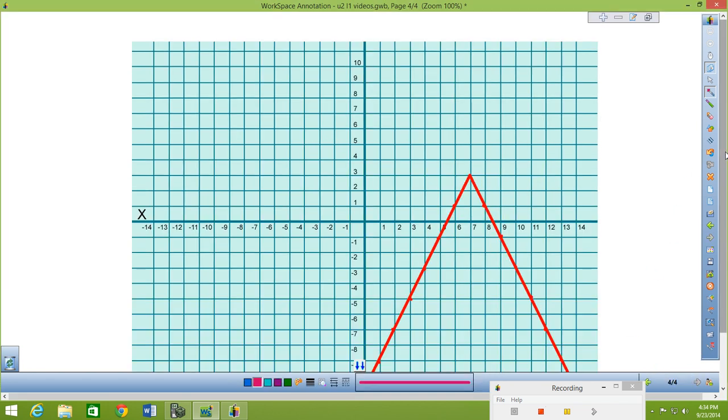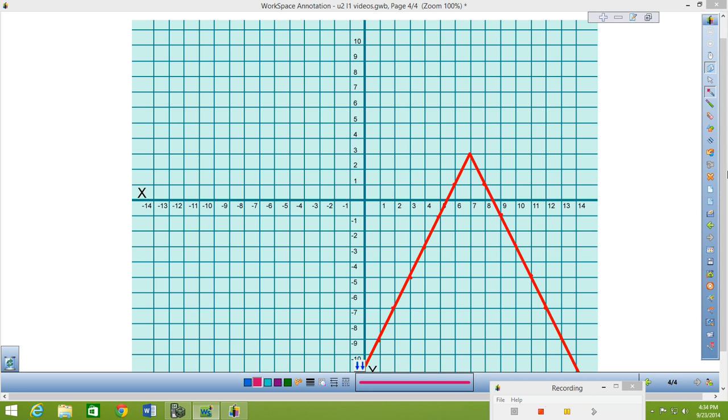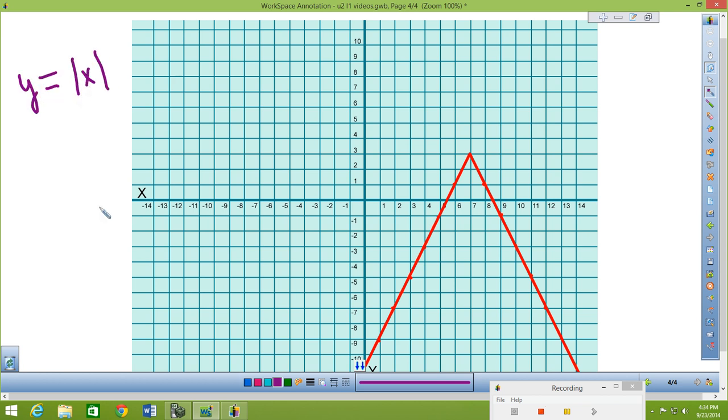Okay, I have a transformed function right here. It's a v-shape, so that tells me that the parent function of this graph is absolute value. So y equals absolute value of x, that's my parent function. Next thing I'm going to look at is, has my critical point moved? The critical point on an absolute value function is this vertex right here.